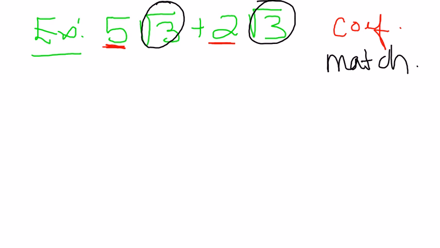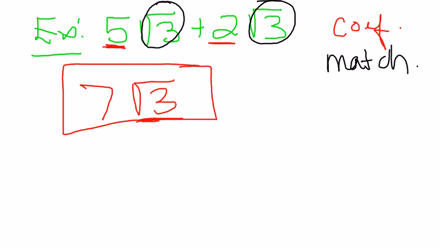Now, since they do have the same exact radical, that means that I can take my coefficients 5 and 2 and get 7 square root of 3. Notice that the square root of 3 did not change. That's what made them match, and that's what stayed the same, just like when we were adding and subtracting regular like terms.